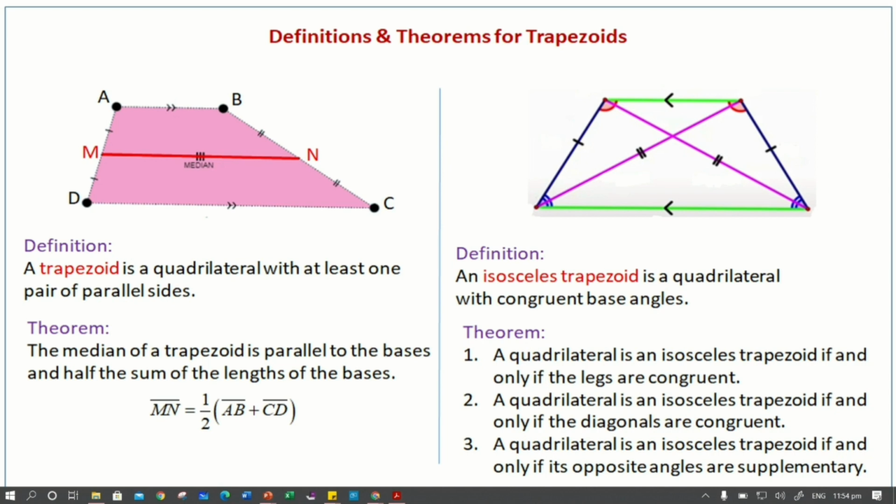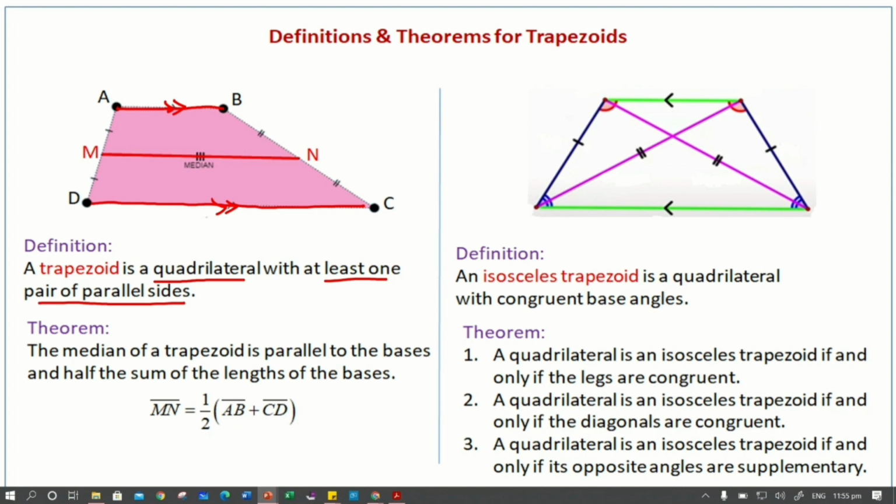Okay, let's now proceed with the definition and theorems for trapezoid. First, let's try to define a trapezoid. Take note, a trapezoid is not a parallelogram. A trapezoid is a quadrilateral with at least one pair of parallel sides. Okay? So in our figure, we have quadrilateral ABCD, which is a trapezoid. Notice that we have a pair of parallel sides, which is this one. So segment AB is parallel to segment DC.